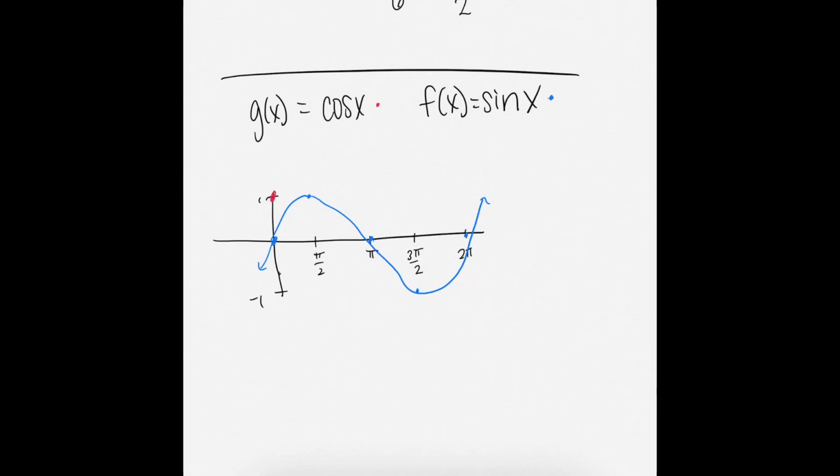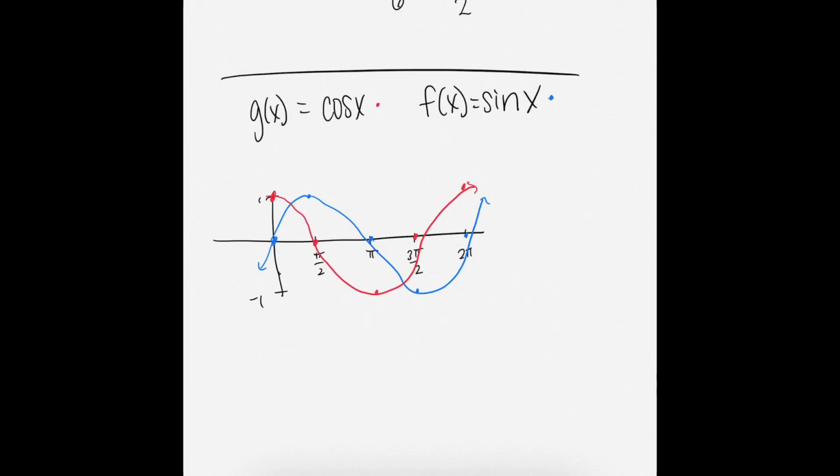So remember, cosine starts at 1, has the same shape. Remember, you could find all these on the unit circle if you can't remember them. See if I can make that one any straighter. Not really much straighter. That's okay. All right, so that one's our cosine.